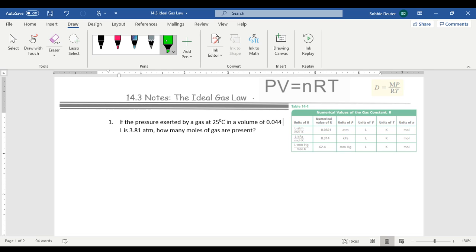So it says, if the pressure exerted by a gas is at 25 degrees Celsius at a volume of 0.044 liters and is at 3.81 atm, how many moles of gas are present? Remember, we don't need to know the type of gas in this situation. We just need to know what we have. So here's what we do know.